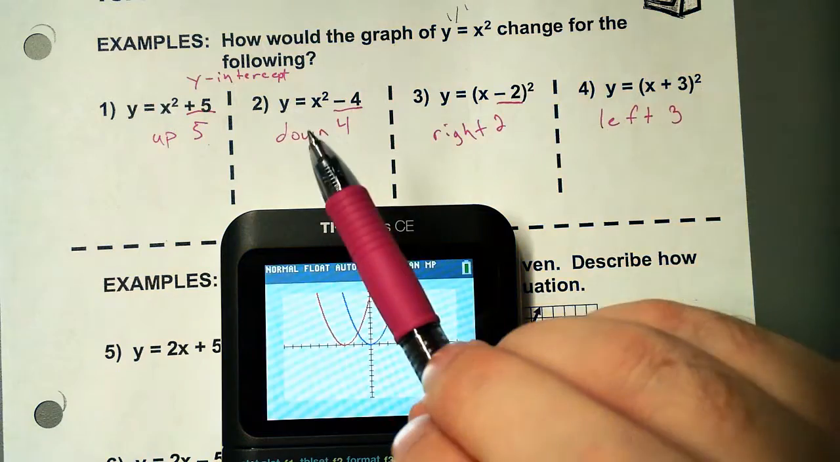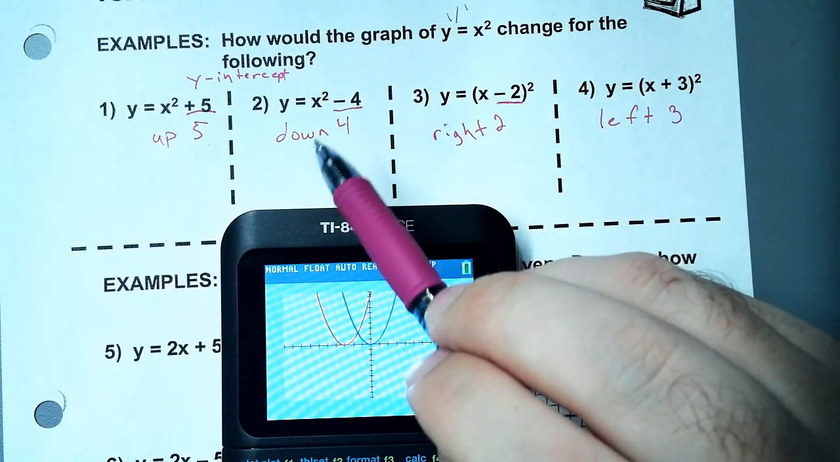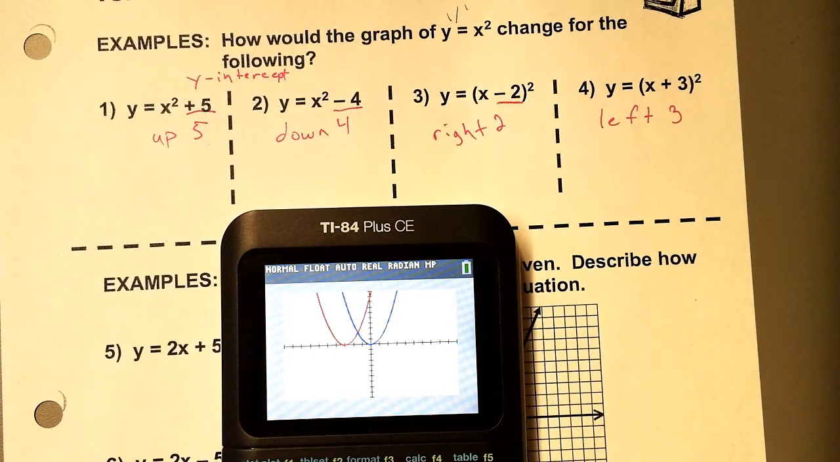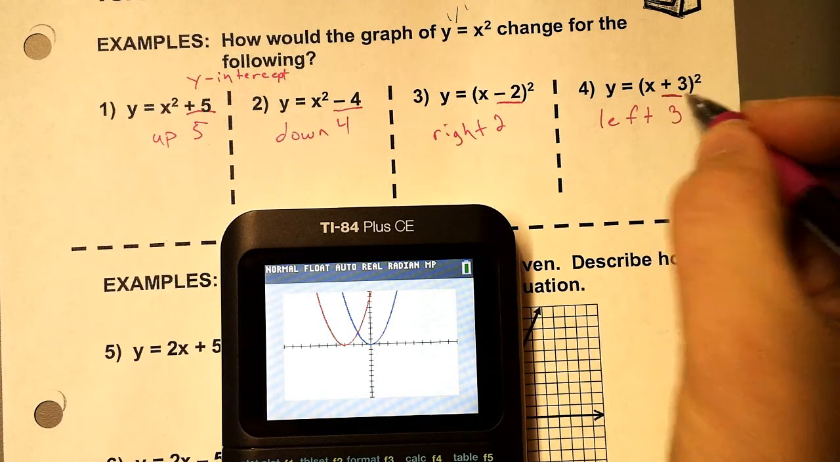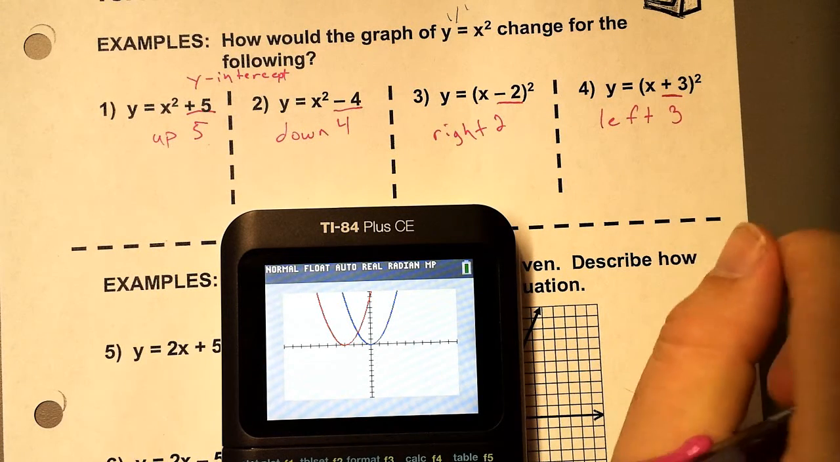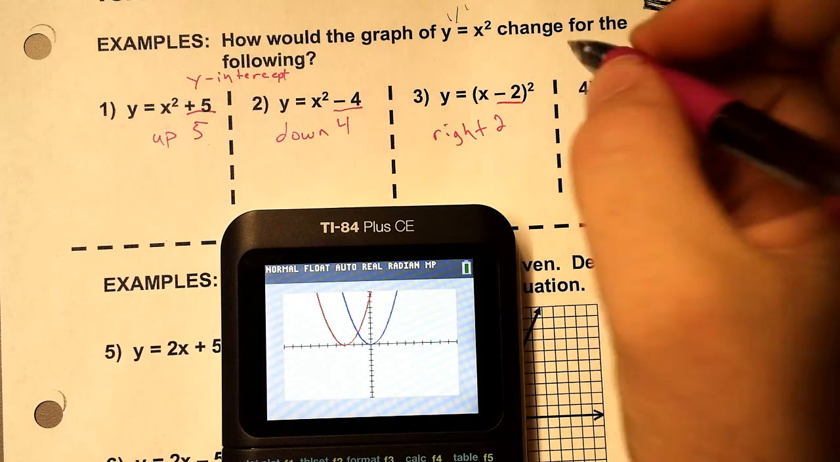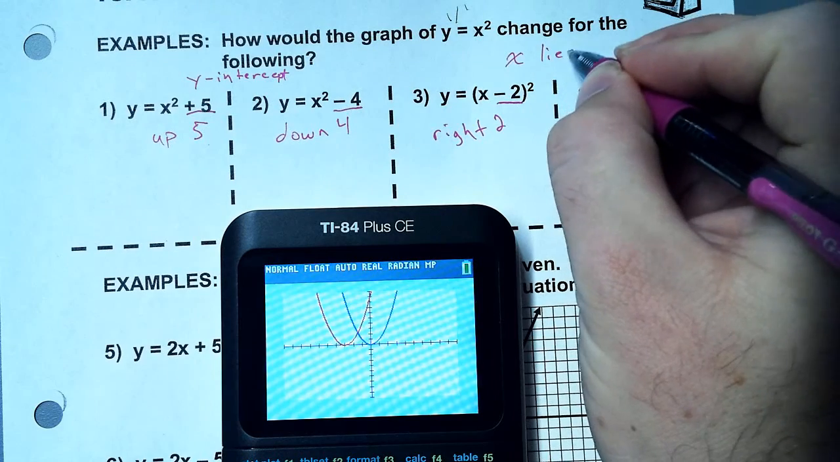Well, when it was moving with our y's, when it was just plus or minus, that was just moving our y's up or down, and it matched. But when we moved our x's, this went backwards, right? Because positive values should be going this way. So here's a way to remember this. Whenever the x is being adjusted, the x lies.